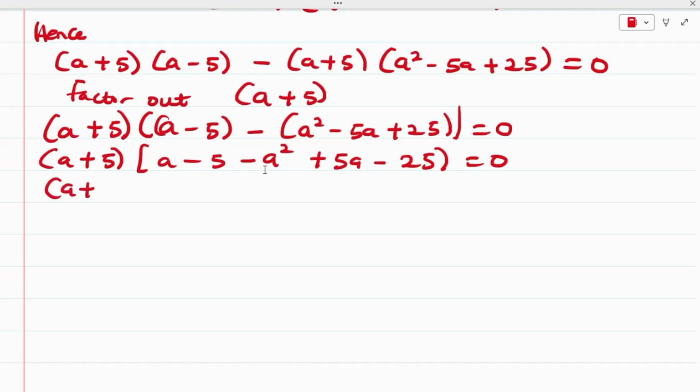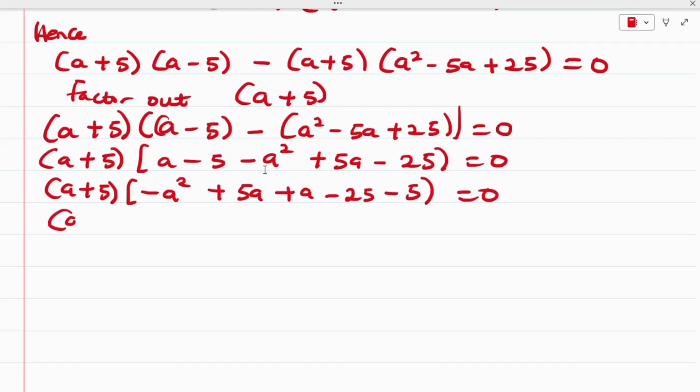So we have a plus 5 into, rearranging this and bringing a square to be the first, we have minus a square plus 5a plus a minus 25 minus 5, and this is equal to 0. So we have a plus 5, I'm just going to change this bracket, a plus 5 into minus a square, 5a plus a will give us plus 6a, minus 25 minus 5 is going to give us minus 30, and this is equal to 0.